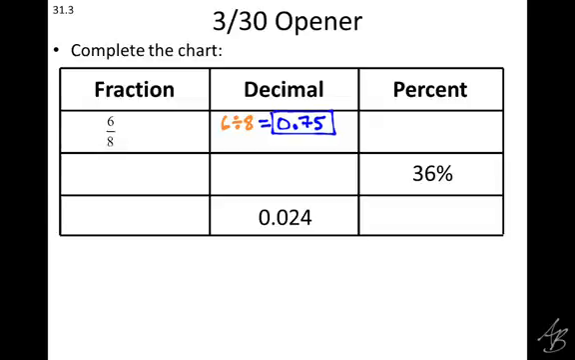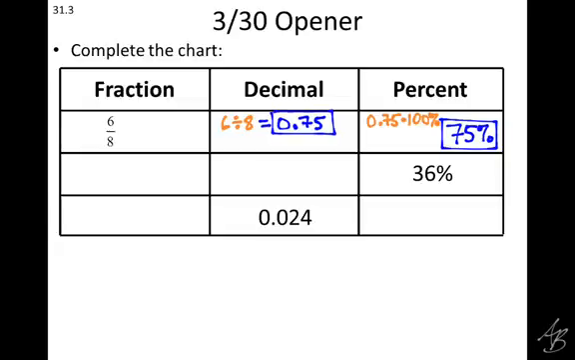So again, I'm going to be doing some work to get this. We need to show how we're getting our answers. So I'm just going to put 0.75 times 100%, and that gives us 75%. And we'll box that because that's our final answer. All right, so remember, when we're doing these charts, you need to show how you're getting your answers, not just writing your answers in there.